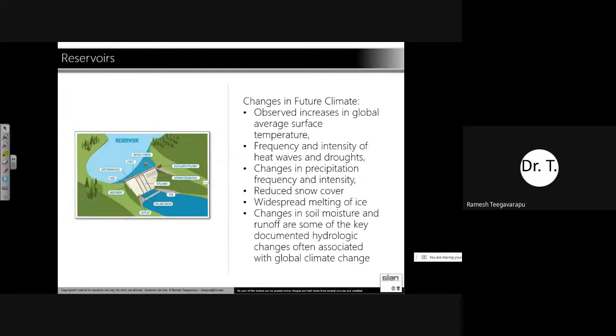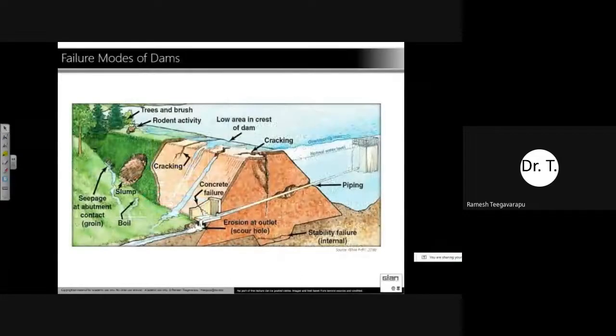Of course, we know that so many things are happening because of climate change: frequency and intensity of droughts, changes in precipitation frequency and intensity, reduced snow cover, changes to soil moisture, and all these are contributing to floods. And there are modes of failure, some of which are definitely increased by changes in climate. Not all of them, of course, but you can see some of the ways an earthen dam can fail based on piping or cracking or seepage and so on.